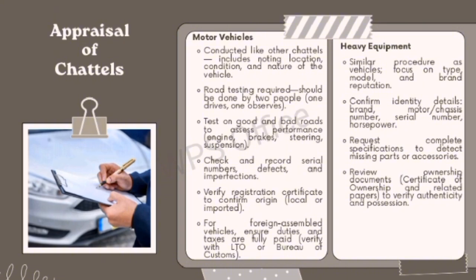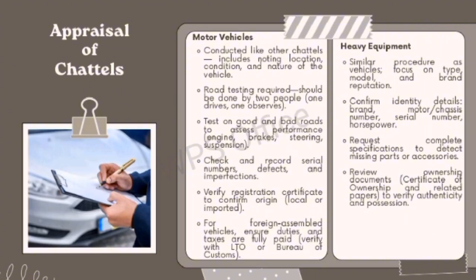Next is confirm identity details like brand, motor, chassis number, serial numbers, and horsepower. Confirming identity details involves verifying key information such as brand, motor number, serial number, and horsepower to ensure the specific vehicle or equipment is accurately identified and authentic. This process helps prevent fraud and ensures that all details match official records or documentation.